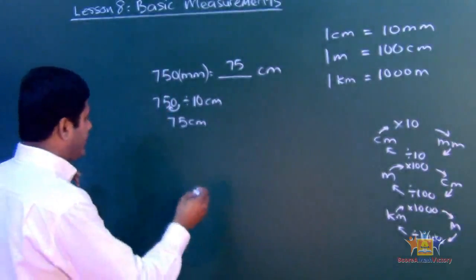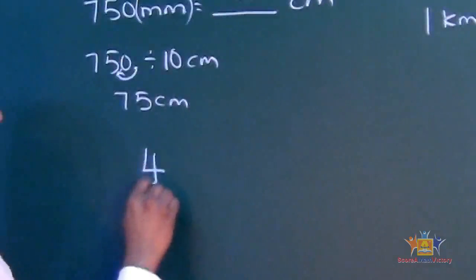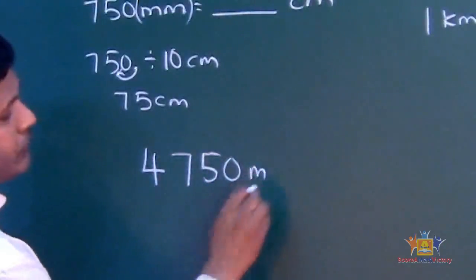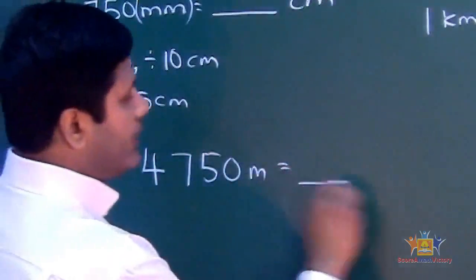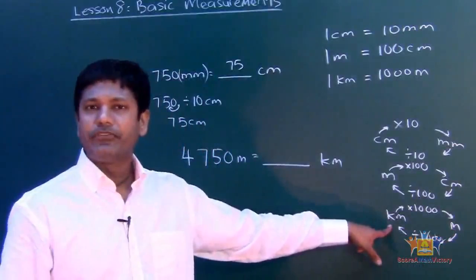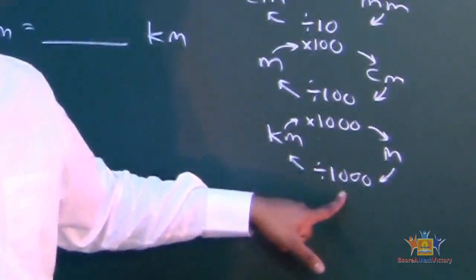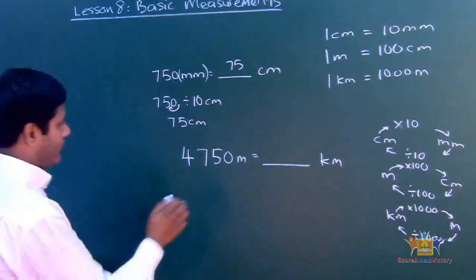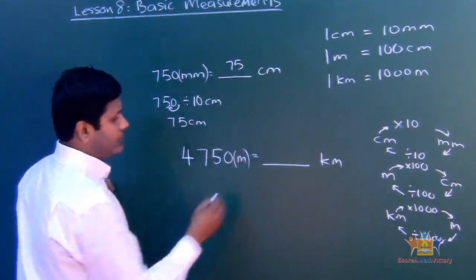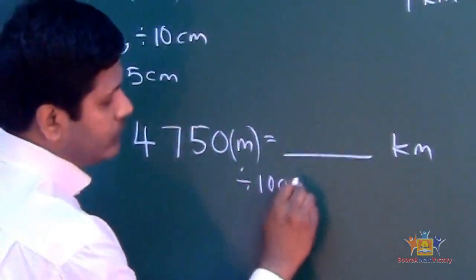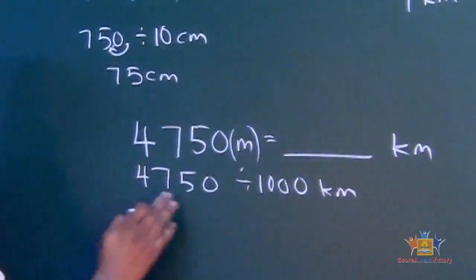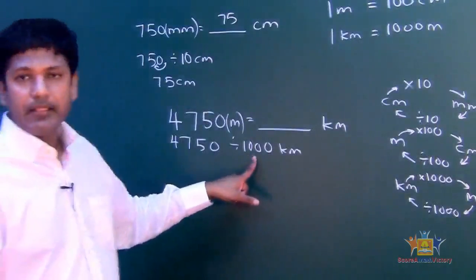Okay, let's do another one. Let's say I give you 4,750 meters, and I want that to be expressed in the form of kilometers. Which way are we going? Meters to kilometers, and we're dividing by 1,000. In order to go from meters to kilometers, I'm going to divide by 1,000. So I substitute the meter with divided by 1,000 kilometers. I put 4,750 right there and divide that by 1,000.